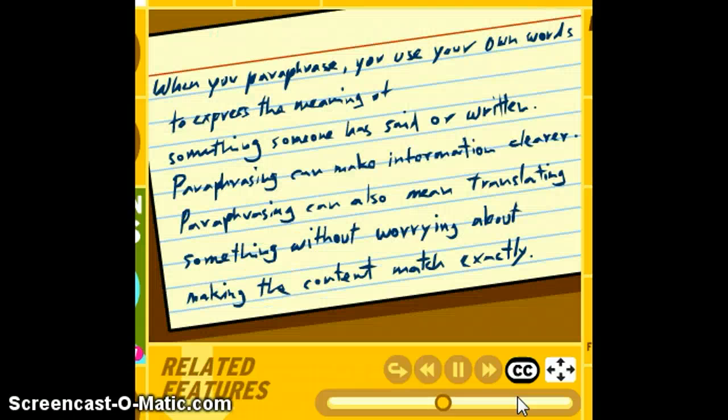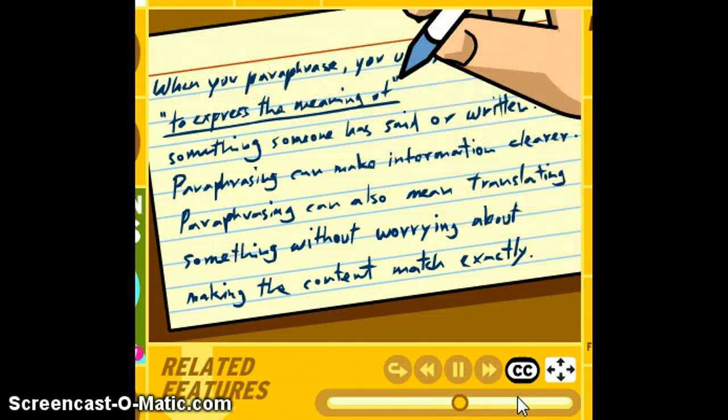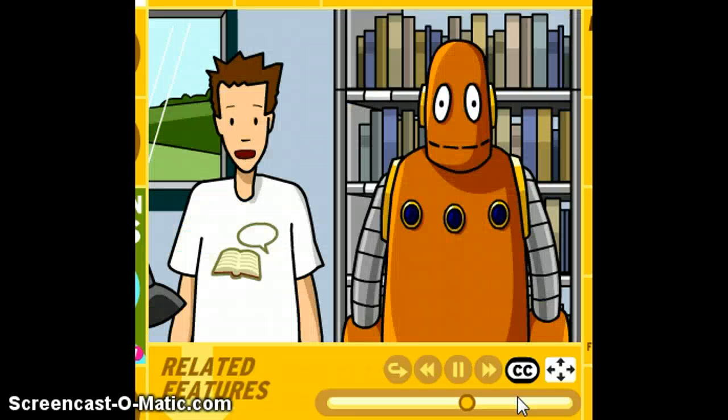Whoops. The tricky thing about paraphrasing is that you have to make sure you haven't used any words or phrases that are unique to the text you're paraphrasing. This "to express the meaning of" is exactly from the entry on paraphrasing, and it's something I probably wouldn't have said myself. So I'm going to put quotes around it. Make sure you write down where you got the information from, too, so you can find the source again. Noting the source also means that you can avoid accidentally plagiarizing.